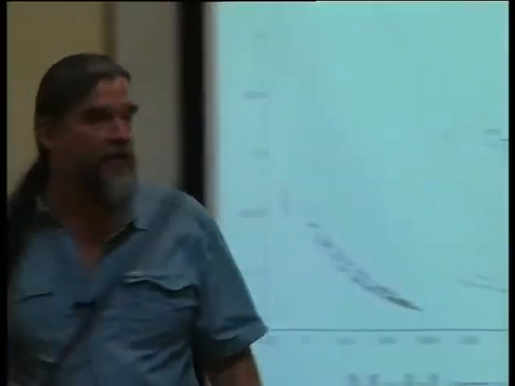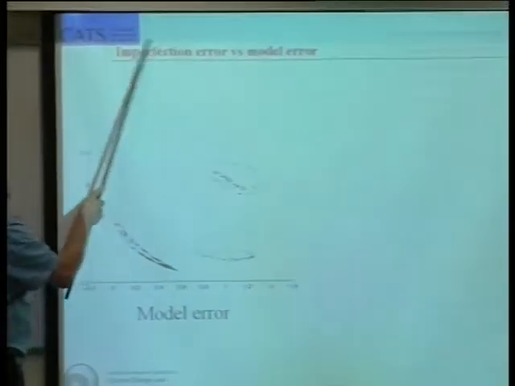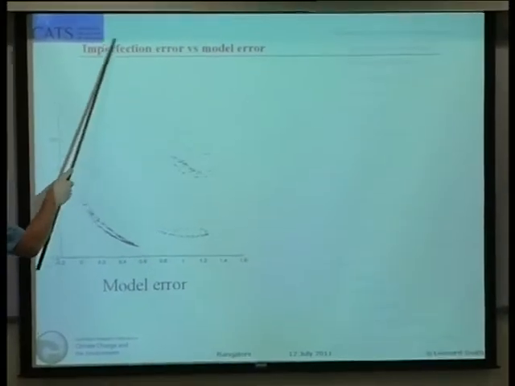And then let's go back. The last thing I want to show is just a couple of things on this imperfection error versus the model error. So this is a mismatch. This is an output, right?